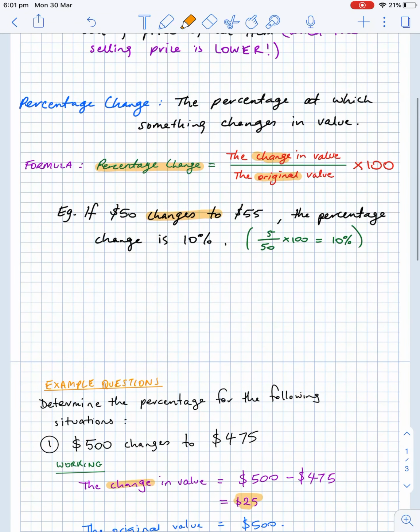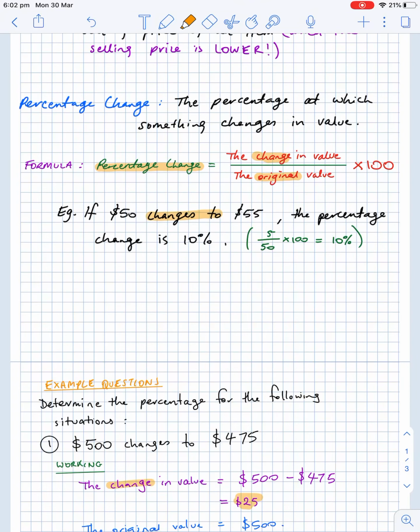Okay, so percentage change. This is the main formula or concept that I need you guys to understand this lesson. It's the percentage at which something changes in value. So we're dealing with something being changed, and we have to figure out by what percentage it changed. The formula is: percentage change is equal to the change in value over the original value. It's really important to remember it's all about that original value on the bottom. Then we multiply by 100, because that's how we make a percentage out of a fraction.